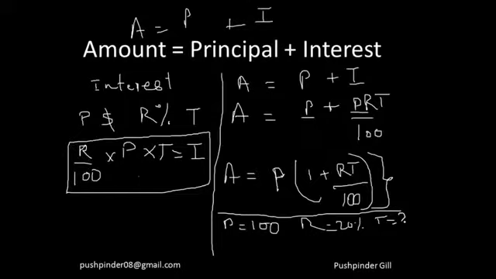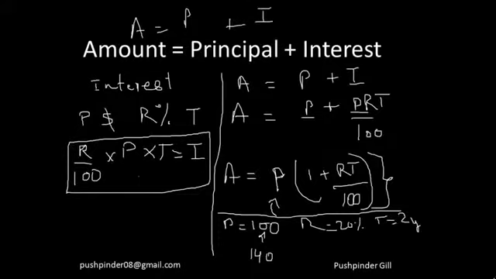Fine. So if principal is $100, rate is 20%, time is 2 years, that means either you substitute this formula and you'll get the answer, or you know that 20% is increasing every year. For 2 years it will increase by 40%, and you increase 100 by 40%, you get your amount to be 140, right? So this way also you can solve the question. You need to understand this expression here.